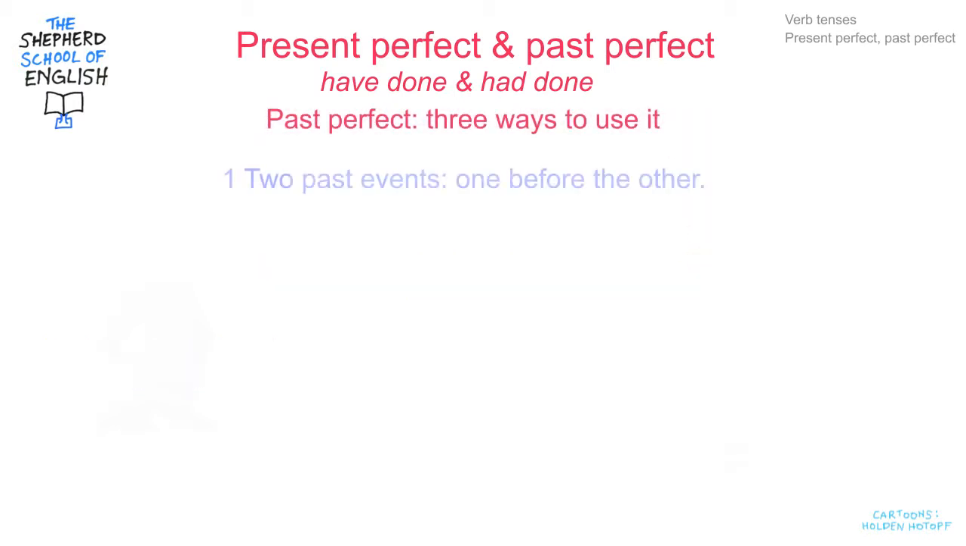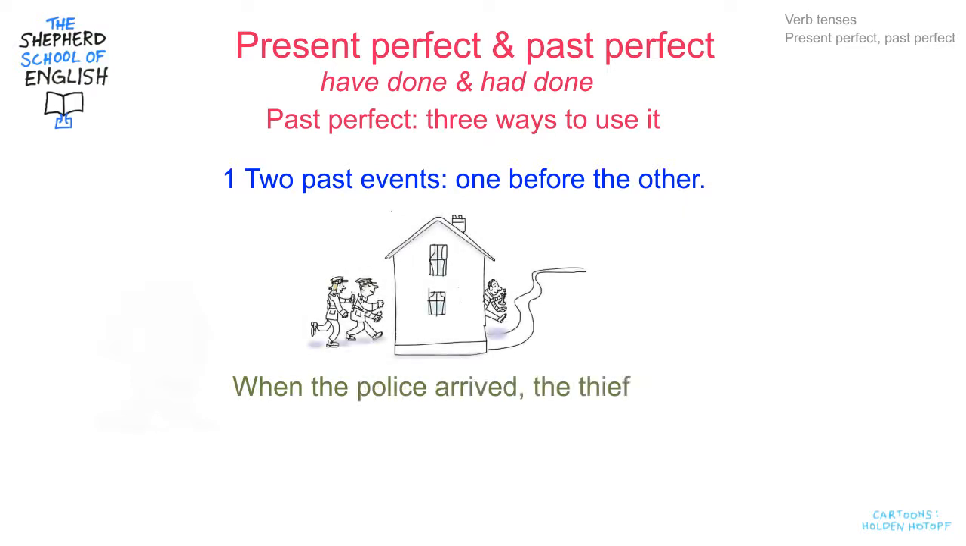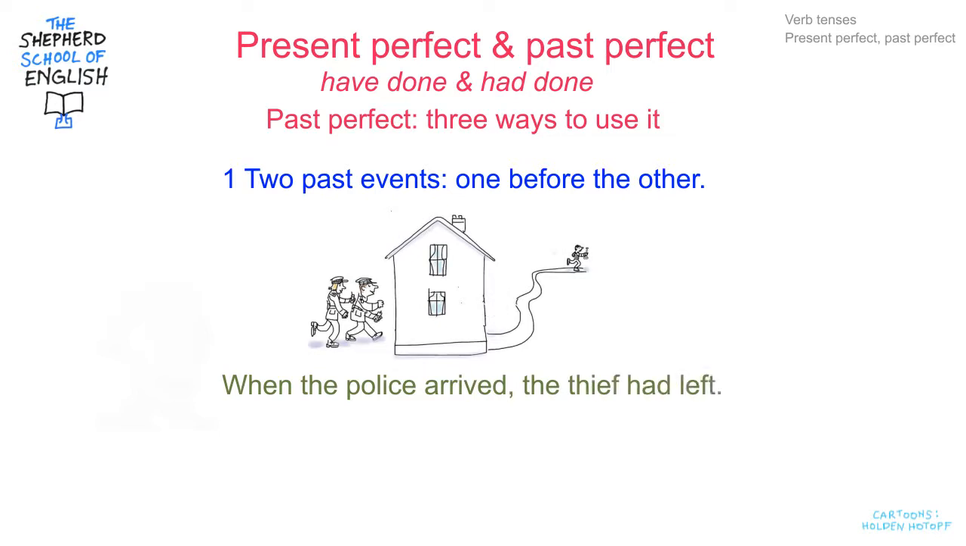Here are the three main ways we use the past perfect, I had done. First, we use it to talk about something that happened before something else in the past, like this. When the police arrived, the thief left. One event happened at the same time as the other one. But now look at this. When the police arrived, the thief had left. One event had already happened when the other one took place, and it is the past perfect form of the verb, had left, which tells you this.